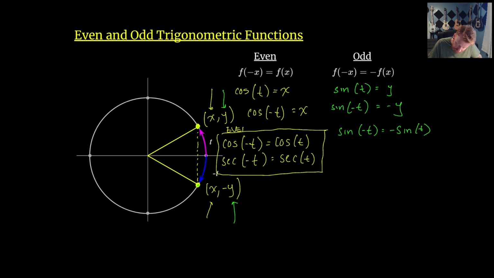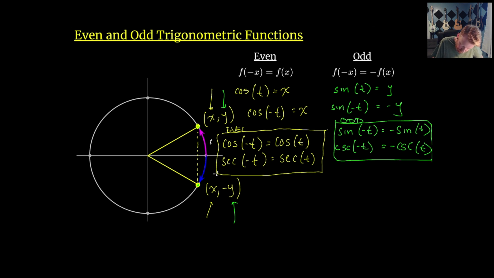So we're going to throw in its counterpart as well. The cosecant of negative t is also equal to the negative cosecant of t, since it's just a reciprocal of sine. So here are some odd functions. So cosine, secant, even; sine, cosecant, odd.